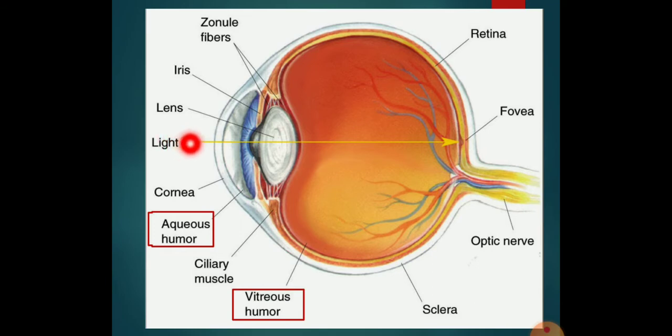Light is coming via the pupil. This is the pupil, and it is being pointed at the retina, and this part is called the fovea, and this outermost covering is called the sclera, and here comes the optic nerve. So this is the basic structure of the eye.